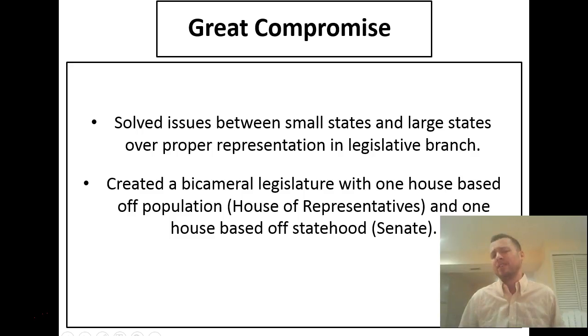So, in that way, the small states are happy, but the big states were happy because they got the House of Representatives. So, everybody's kind of happy, which is a win-win. And that's the Great Compromise.